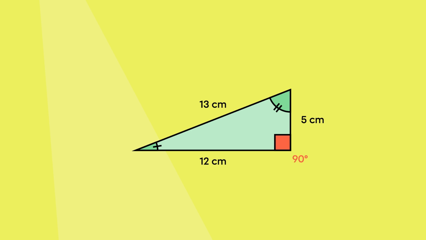Now, let's look at this triangle. It has a right angle, so it's a right triangle. But I also see that its three sides and three angles have different measurements. These are the characteristics of a scalene triangle. So it's a right scalene triangle.